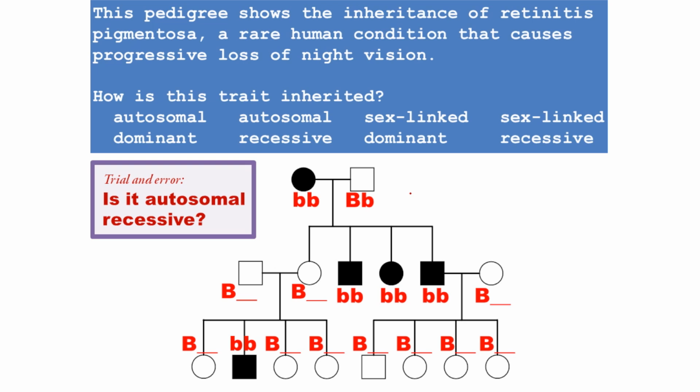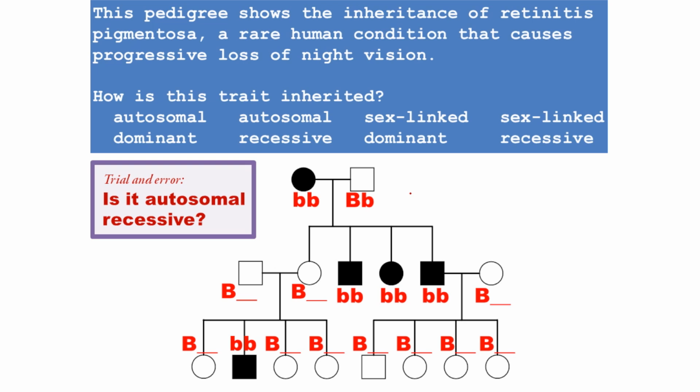His wife here, she's little b. When they produce a kid that shows this autosomal recessive, that individual has to get the little b from both parents. So we know the father now. We've been able to fill in that he's not homozygous dominant, he's heterozygous. And that works with a bunch of the individuals in the pedigree.